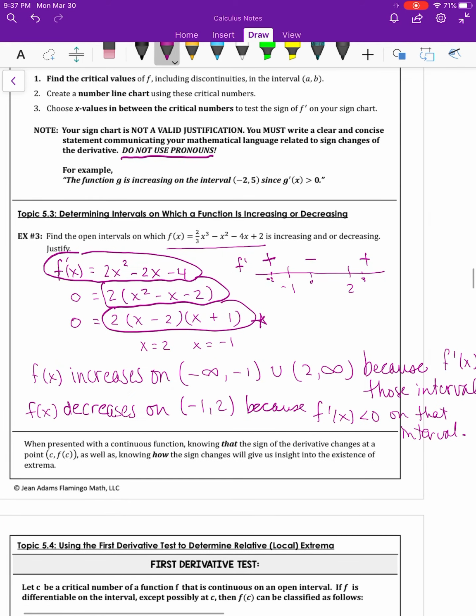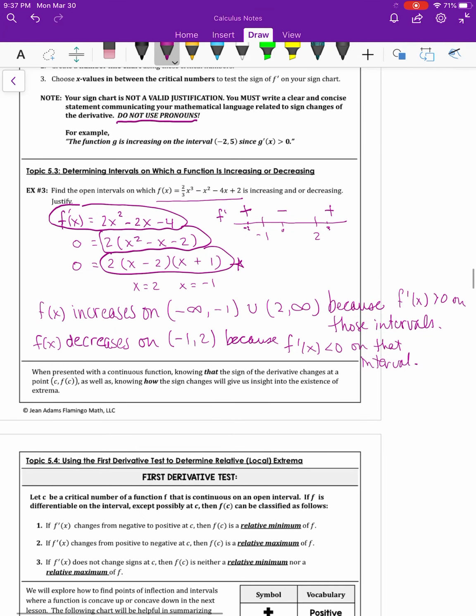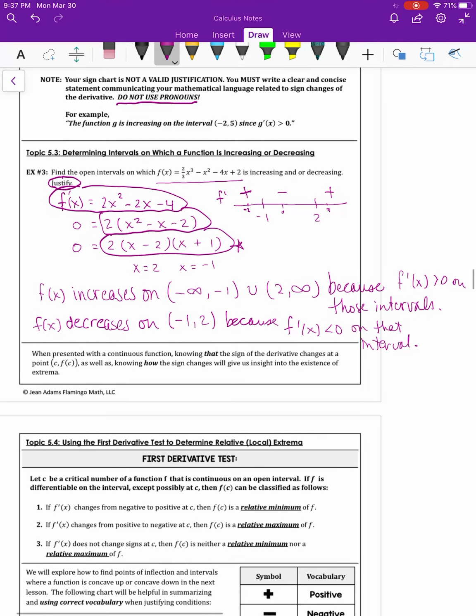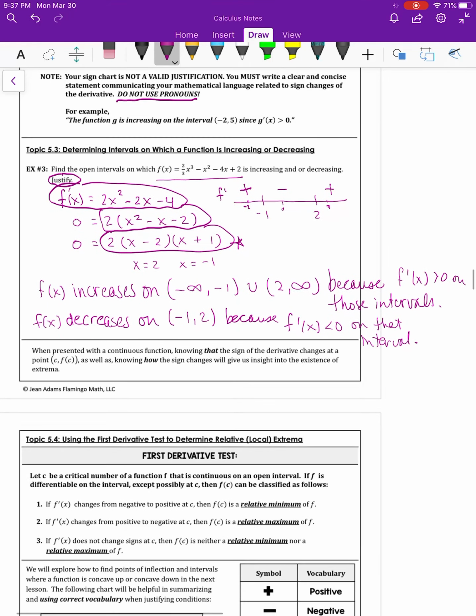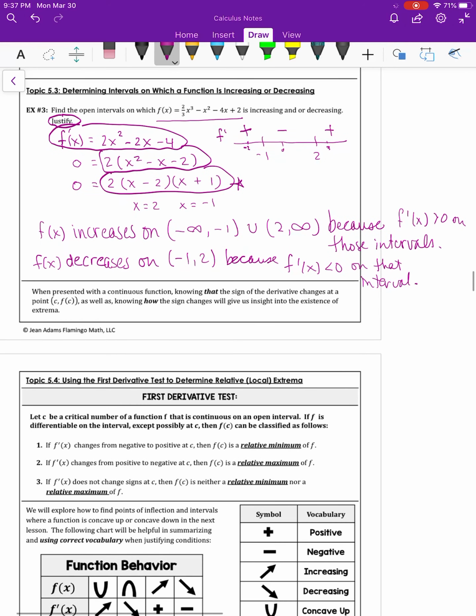And so, we didn't say "it." That's why it says do not use pronouns. That means don't say "it increases," because they won't know if you're talking about f prime increases or f increases. So you have to make sure you're very explicit when you are justifying why you have these intervals.